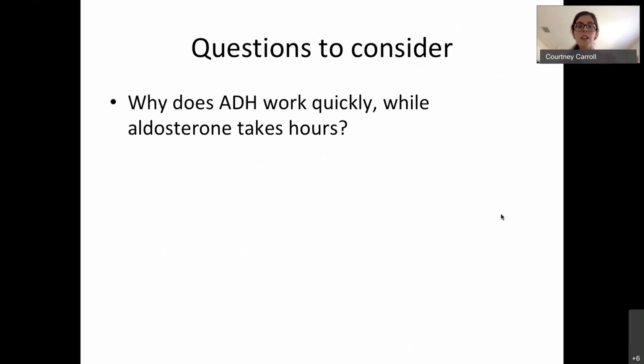Okay. One question I want you to think about is the time frame. So ADH is going to work fast. Aldosterone does a similar thing, but takes a lot longer. And I want you to see if you can figure out why that is as we move through their mechanisms.